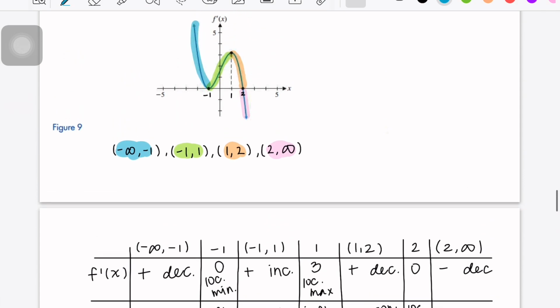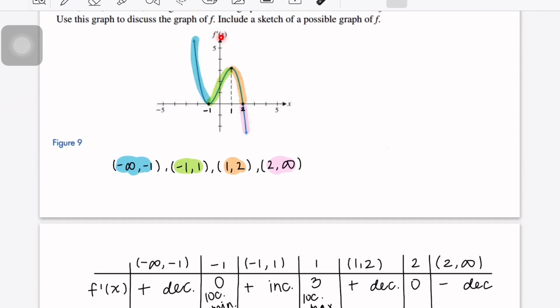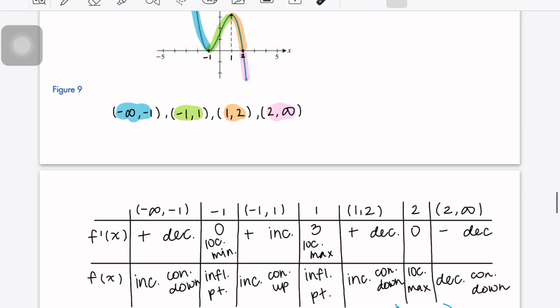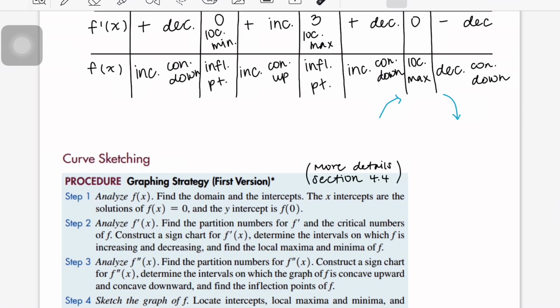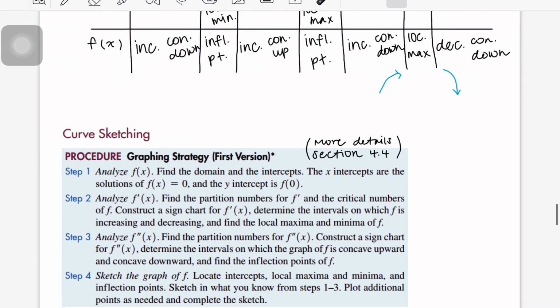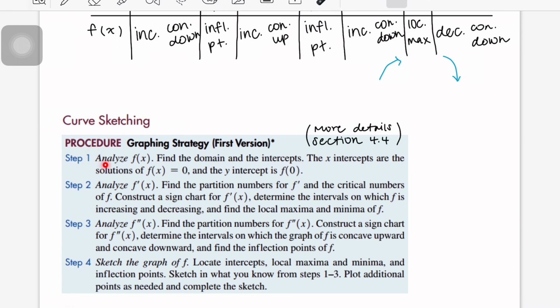All right, so that was how we can use the graph of our derivative to provide some information on our function f of x. Okay, so now we're going to get into the first version of curve sketching for this book. So this is the procedure to do so. And so what I mean by first version is that we're going to go over in more detail, or I think there's like a final version in section 4.4. But in this section, what we're going to do is follow these steps.